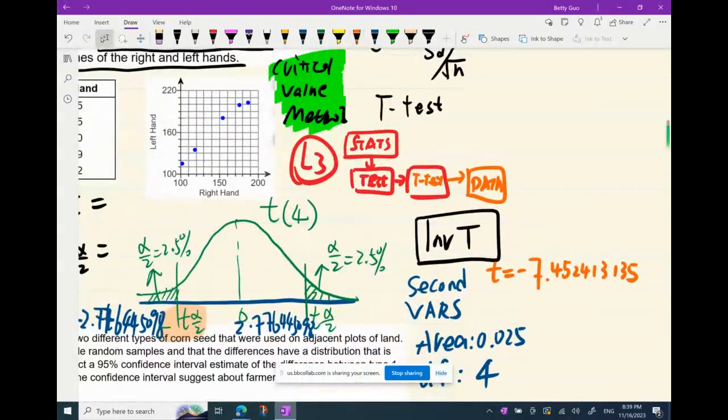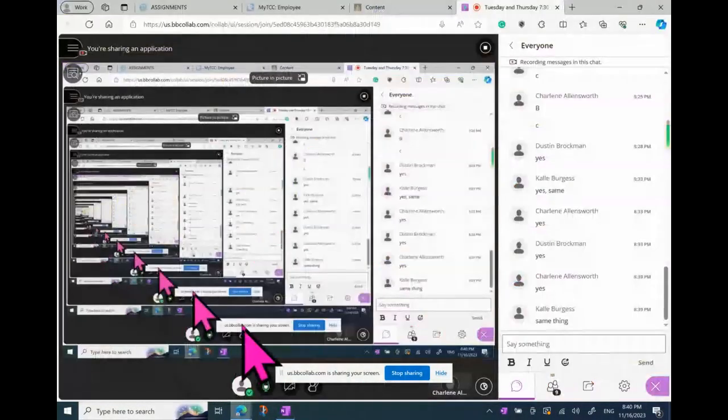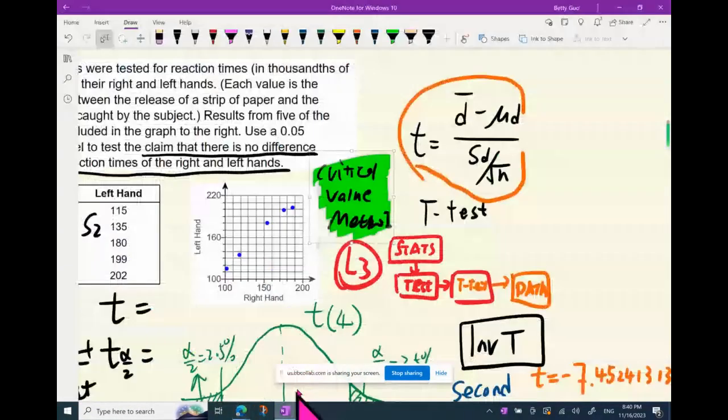The reason I do not use the formula is because if I use the formula, I still have to figure out what's D bar and S sub D. I still have to do L3, you know? Of course, using the t-test is faster. Same thing. Awesome. Very good.